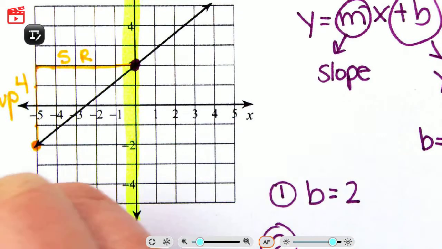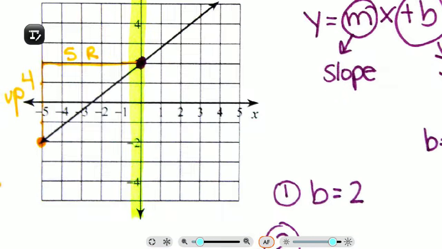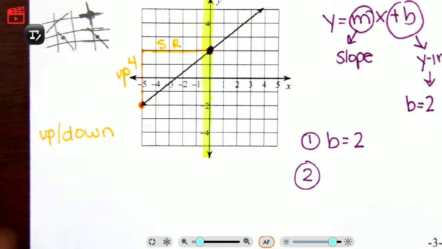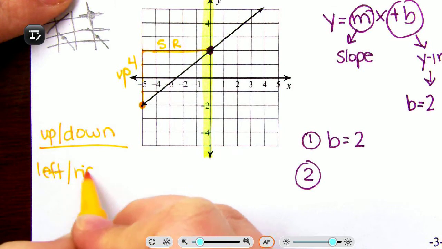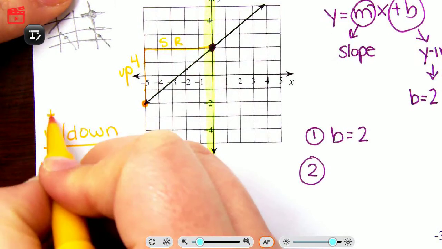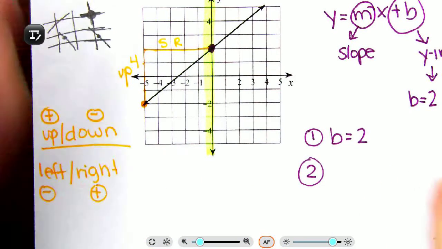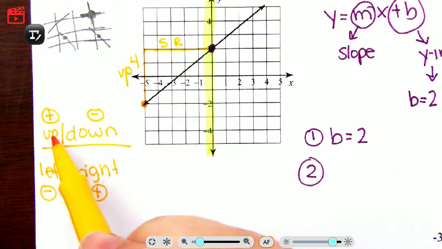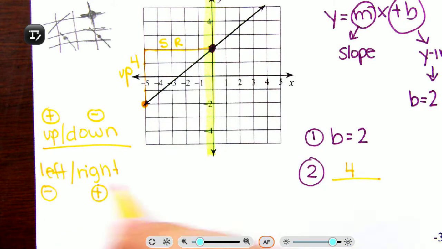And again, remember up, down. You can't see what I'm writing, let me zoom out. So up, down, left, right. Up is positive, down is negative, left is negative, right is positive. Okay, so if we go here, we go up 4, so up is positive. We go to the right 5, right is also positive. So then that's all we have.